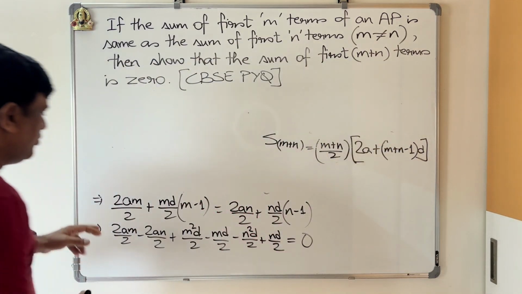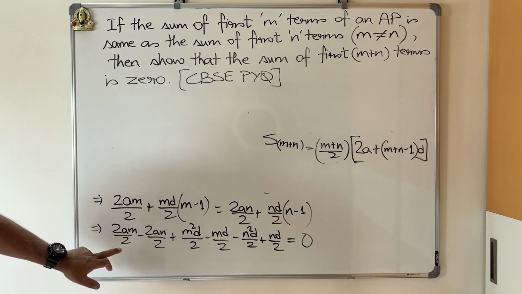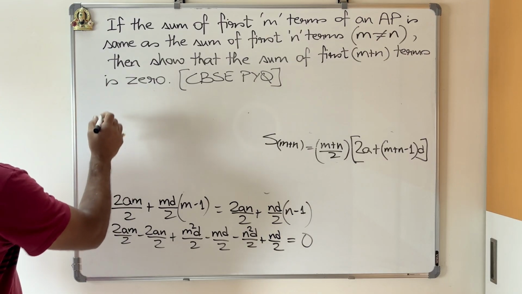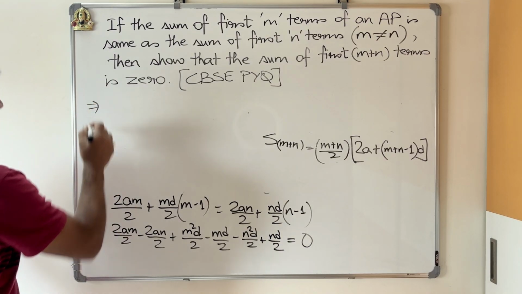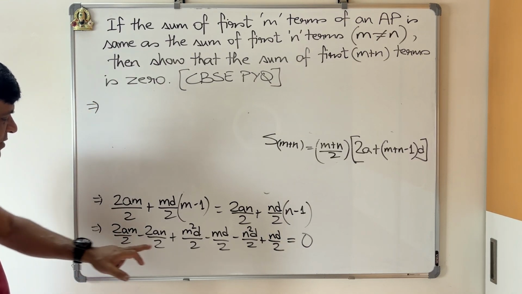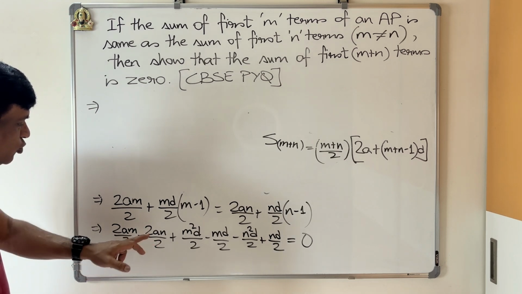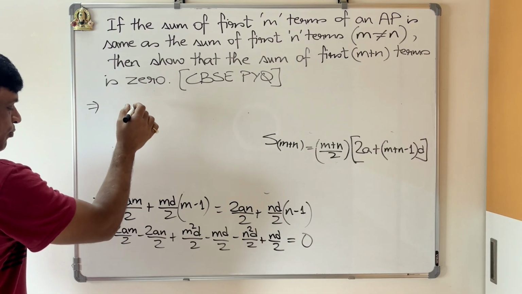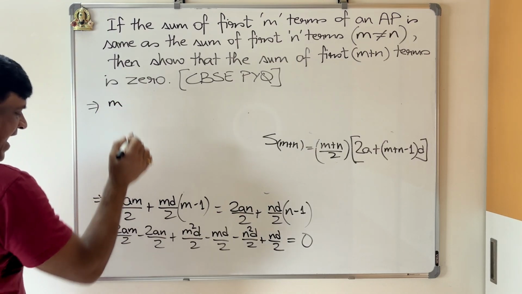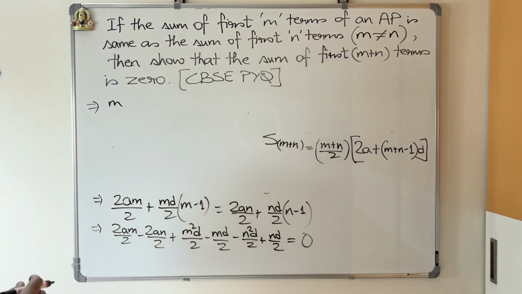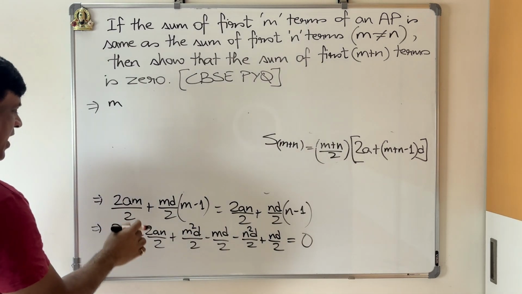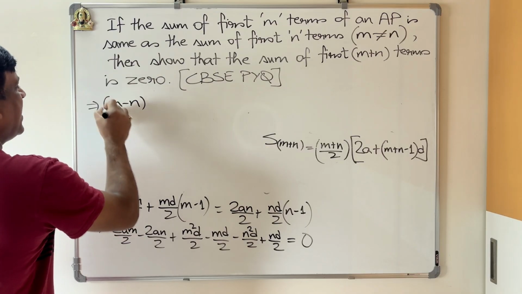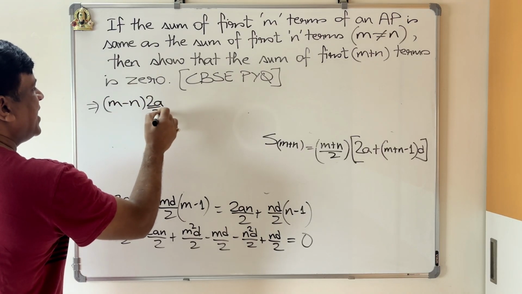Okay, so what do you have here? It is 2am. So what I'm going to do is, can I do this here? I can write this one as implies. Here, what is common, if you look at it? 2a by 2 is common, right? So I'm going to put it as m minus n times 2a by 2.